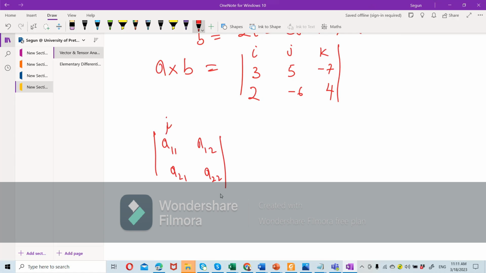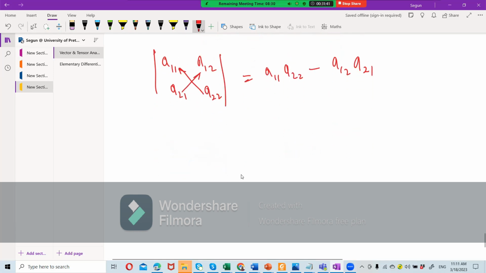So we have a 2 by 2 matrix. Now, if I want to find the determinant of this, it is this multiplied by this minus this multiplied by this. So it's going to be A11, A22 minus A12, A21. But when it comes to 3 by 3, it's another ballgame.